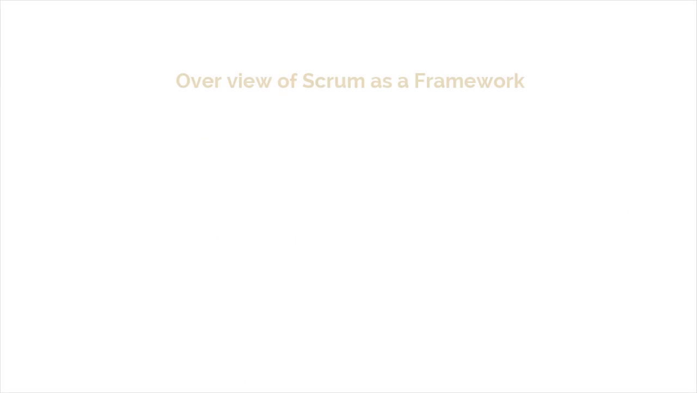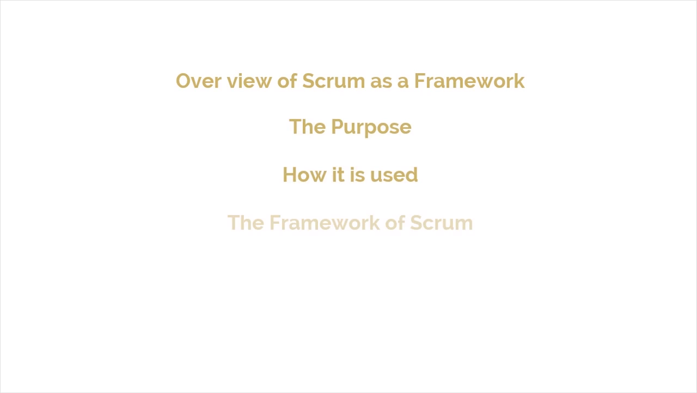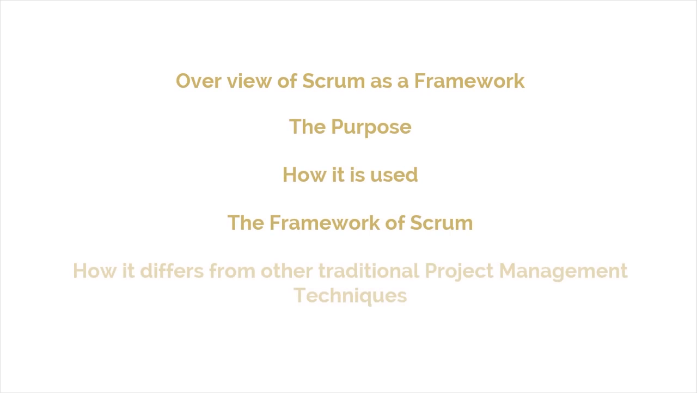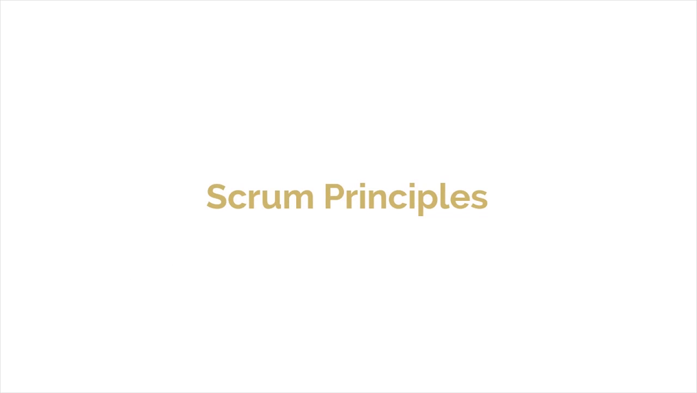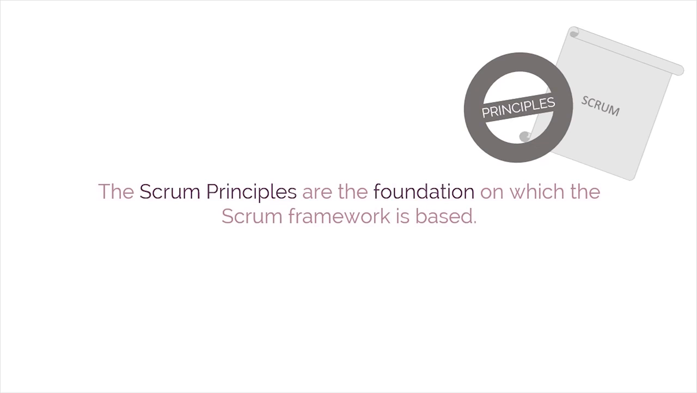In our introduction to the SBOC guide, we covered an overview of Scrum as a framework, the purpose, how it's used, the framework of Scrum, and how it differs from other traditional project management methods. Now that we have quite a bit of information about Scrum, it's time to share the ground rules governing Scrum as a framework. These ground rules are the Scrum Principles. And the Scrum Principles are the foundation on which the Scrum framework is based.